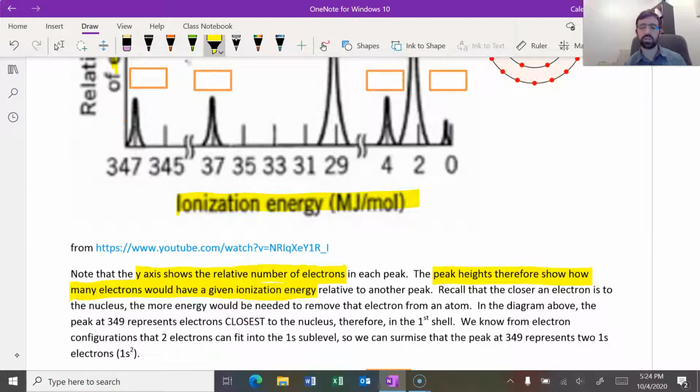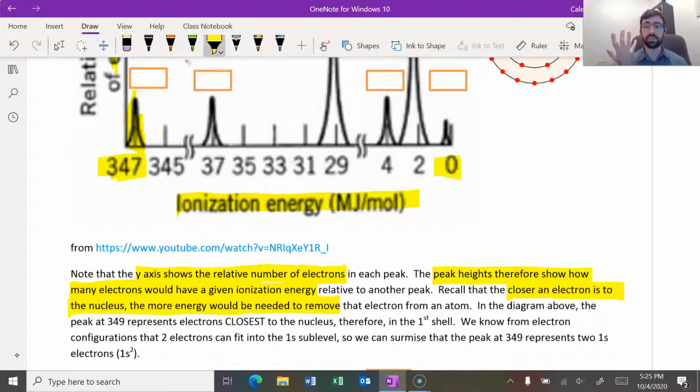Recall that the closer an electron is to the nucleus, the more energy would be needed to remove that electron from the atom. So in the diagram above, the peak at 349, or we're talking about this peak right here, it's close to 347. The peak at 349 represents the electrons closest to the nucleus. Now I want you to pay attention to the scale. In this case, our 0 is over here, and the higher numbers are over here.